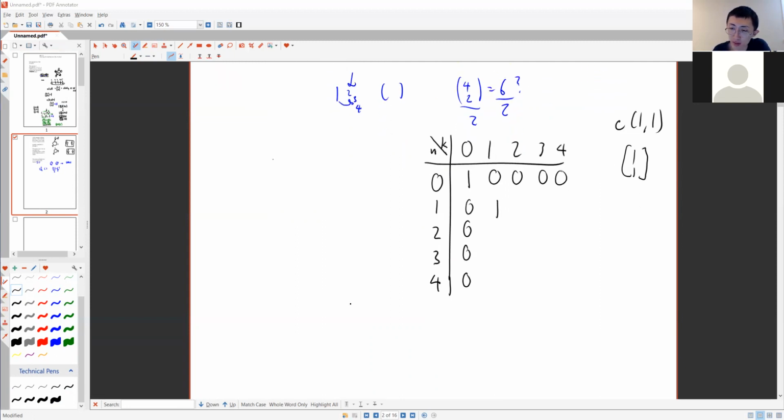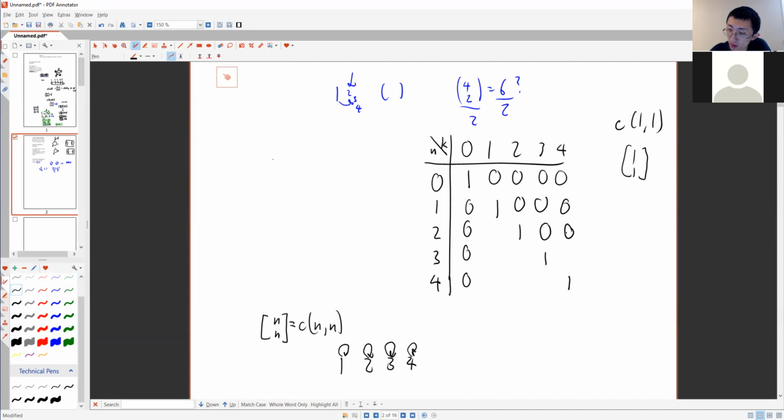Well, let's see if we can do something more interesting. What would C(n, n) be? This is always 1, because if you have n people and there are n cycles, then every person maps to themselves. So the permutation is just the identity permutation, where P(i) equals i for all i from 1 to n. So all of these are 1, and all of these are 0, since you can't have more cycles than the number of people.